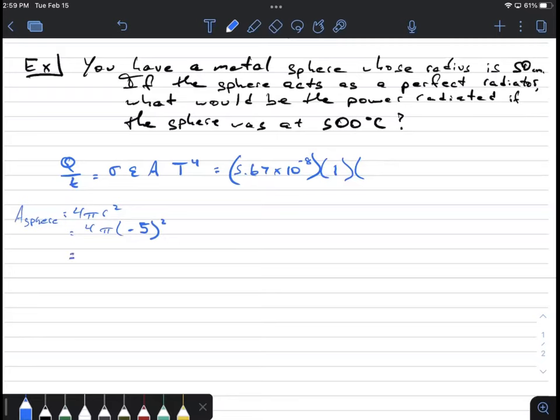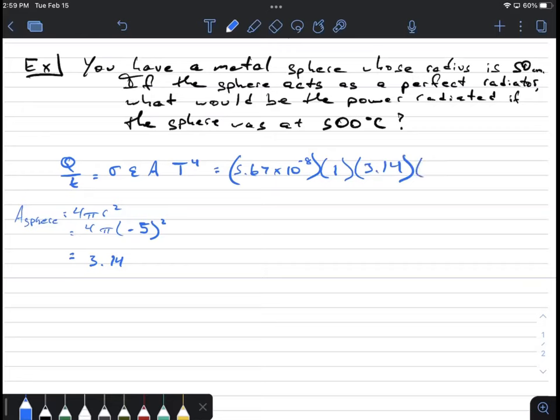So I get out my calculator. I say 4 times pi times 0.5 squared, and I get a surface area of 3.14. Pi. The 0.5 squared and the 4 happen to cancel out. But there it is. The area of this sphere is 3.14, so I plug it in. And then T to the fourth.